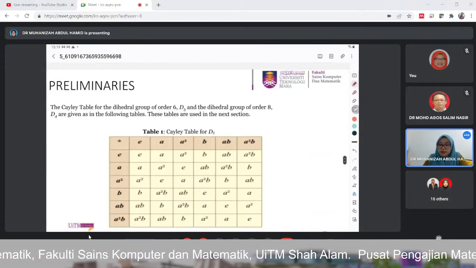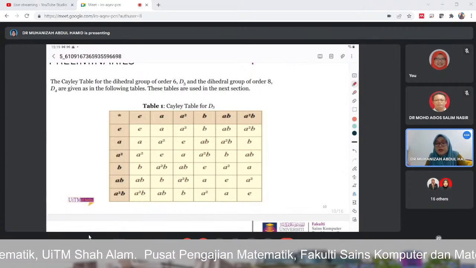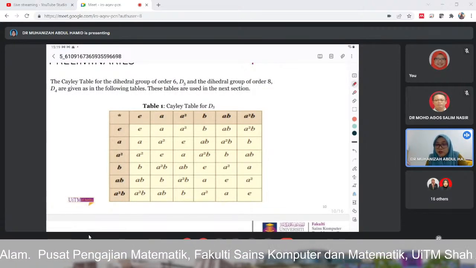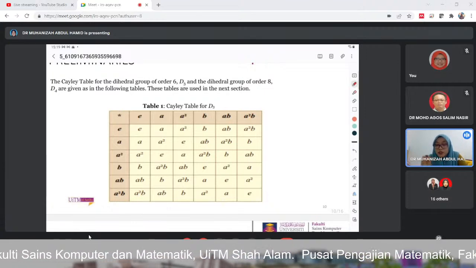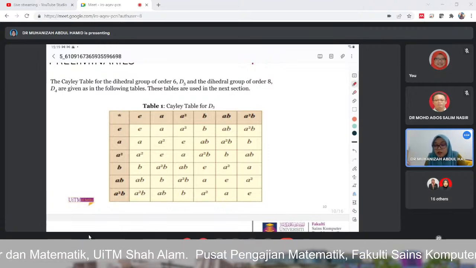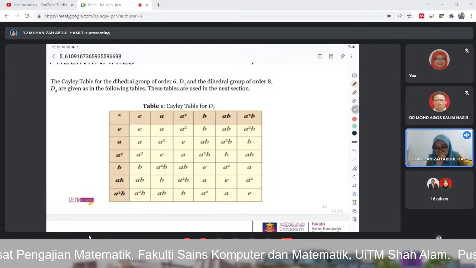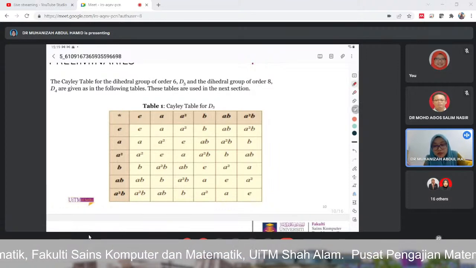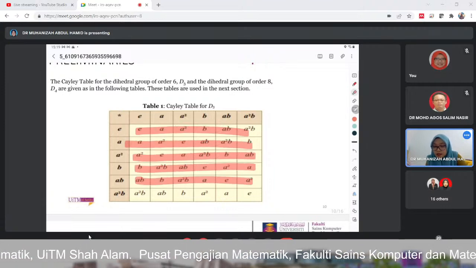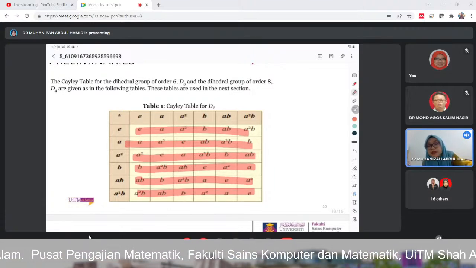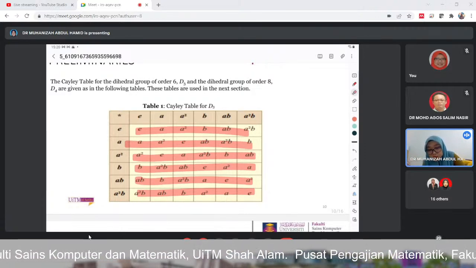So this is the Cayley table for the dihedral group of order 6. We will refer to this table. We will use this table in our next section. To construct a Cayley table, first of all, the entry here must be an element of the group. It cannot be any other element except the elements in the group.